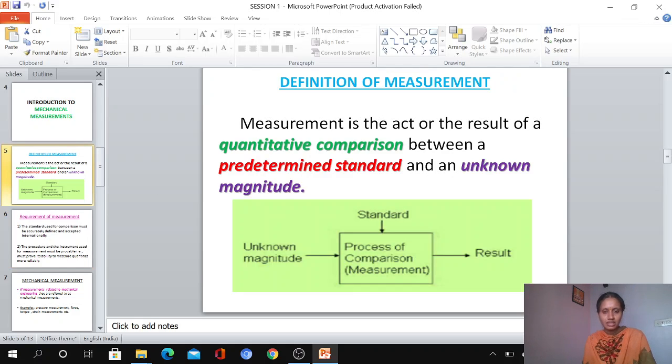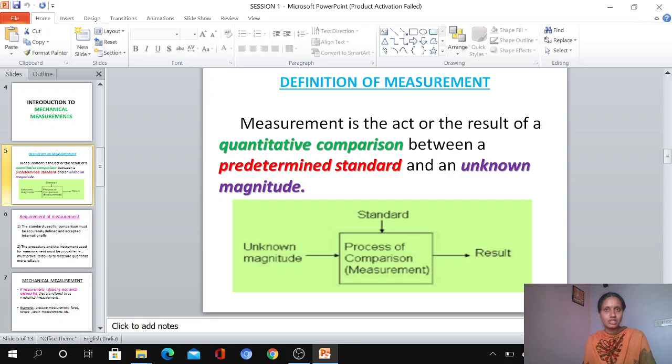See, here we have used predetermined. Predetermined means it should be predefined. For example, a simple example: 1 centimeter is equal to 10 millimeter. So it is predefined. It is already said. We have to follow that.